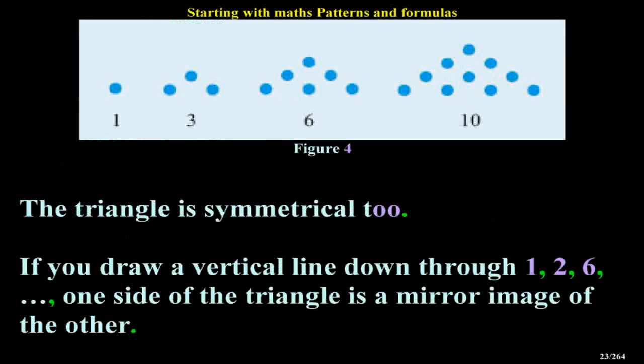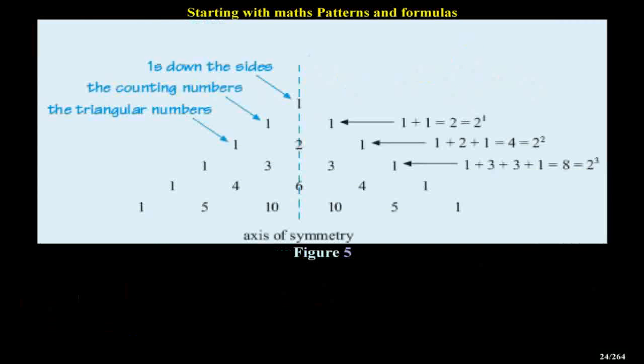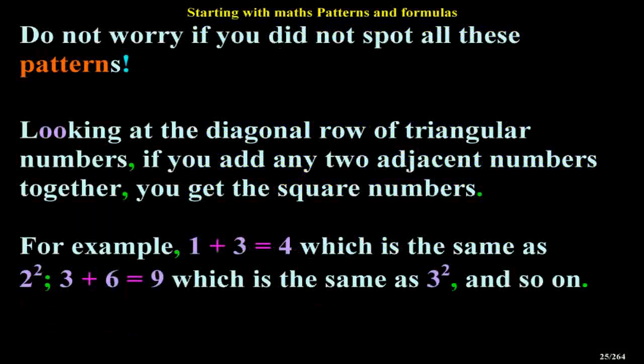Figure 4. The triangle is symmetrical too. If you draw a vertical line down through 1, 2, 6, one side of the triangle is a mirror image of the other. Figure 5. Do not worry if you did not spot all these patterns.